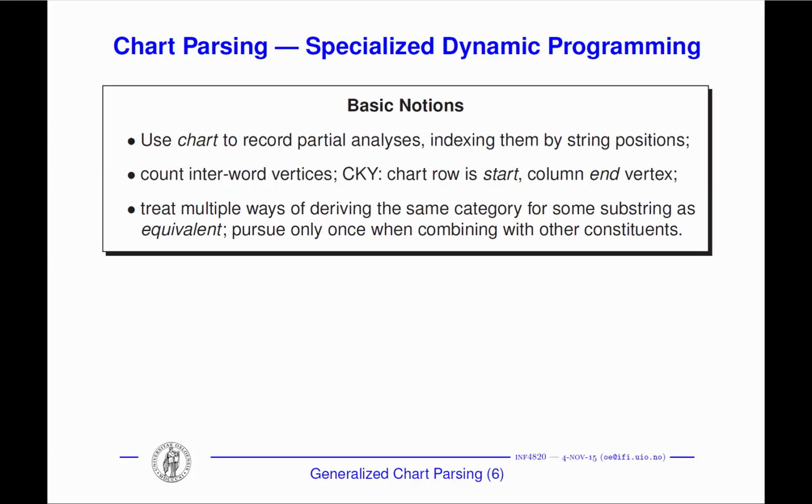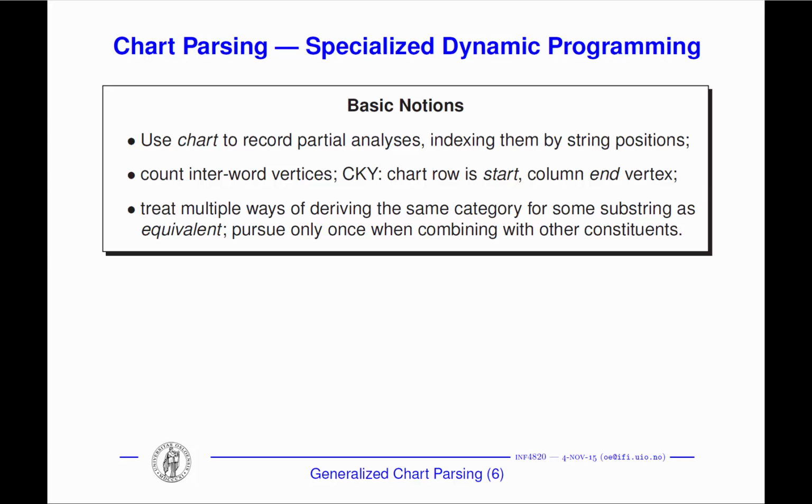So, to take stock in terminology at this point: the chart is that table. It records partial analyses. We are indexing by string positions, where what we count are the inter-word vertices, starting from 0 conventionally. That is common for the CKY algorithm and for generalized chart parsing. For each entry, the row is the substring start, and the column is the substring end vertex. And each entry has a set behavior.